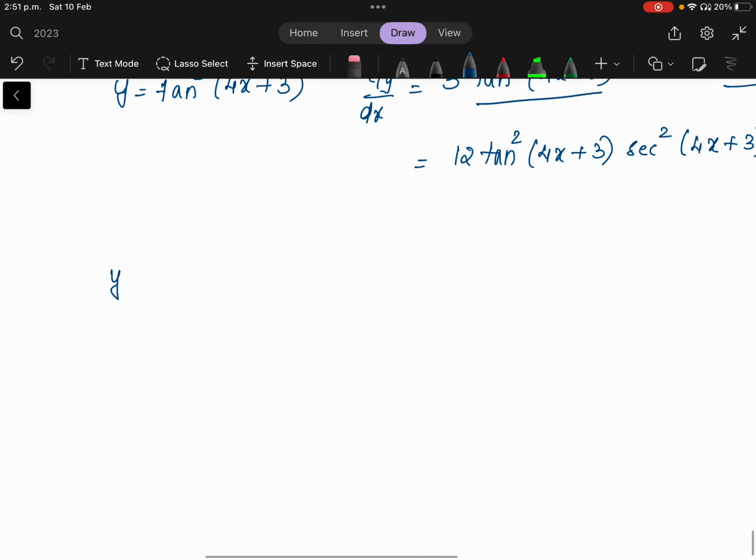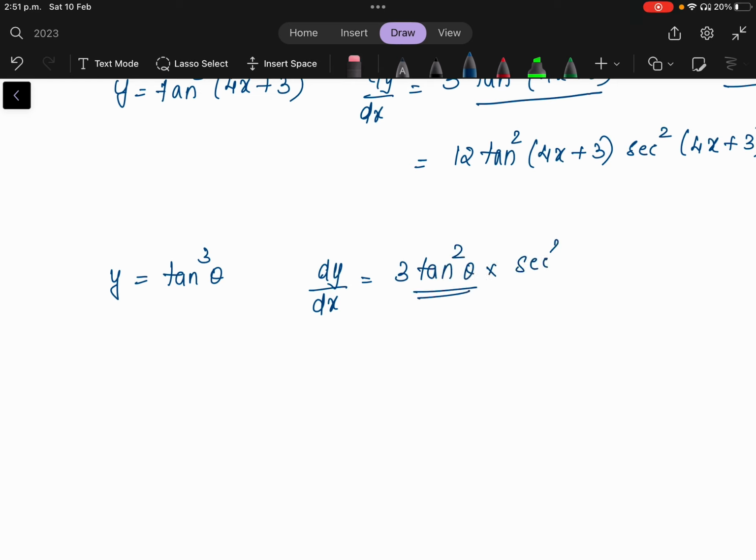y is equal to tan cube theta. dy over dx is equal to 3 tan square theta. So differentiate this, sec square theta.